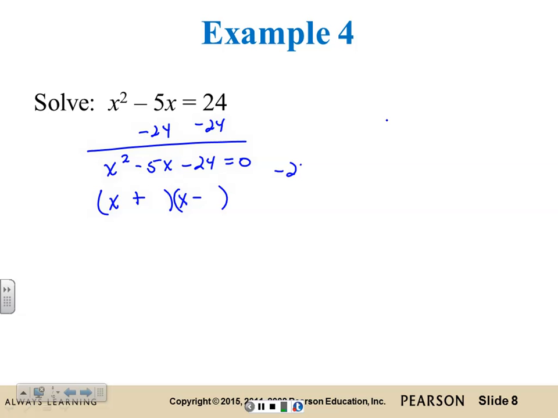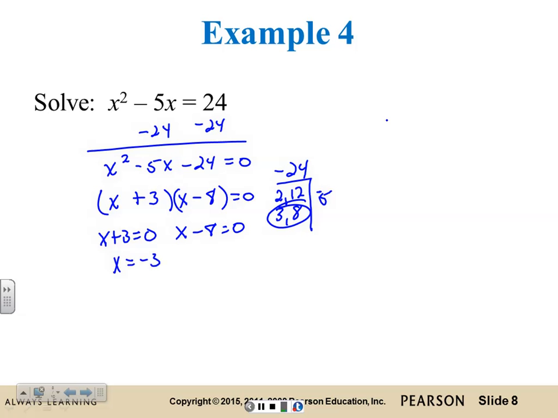And what can I multiply together to get 24 but subtract to get 5? So let's see, 2 and 12 is not going to give it to us. 3 and 8, that's what it is. A bigger number has to carry the sign, so the 8 is going to go here, and the 3 is going to go here. Still set equal to 0, so we're going to take each one of these and set them equal to 0. And then solve, so we're going to have x is equal to -3 and x is equal to 8. So there's my answer.